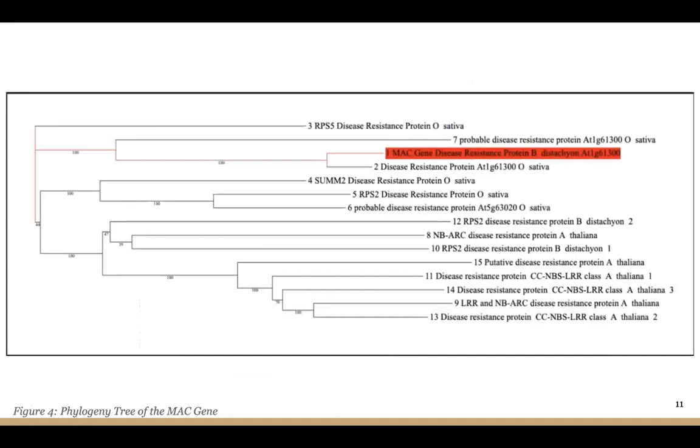To further understand genes similar to the MAC gene, we performed an NCBI standard protein blast comparing MAC to genes found in Arabidopsis, Brachypodium, Oryza sativa, Amborella trichopoda, and Solanum lycopersicum. From the tree, we can see that the MAC protein is strongly related to various proteins found in O. sativa. Other proteins included in the tree are pertinent to disease resistance. We hypothesize that the MAC protein is also involved in disease resistance.